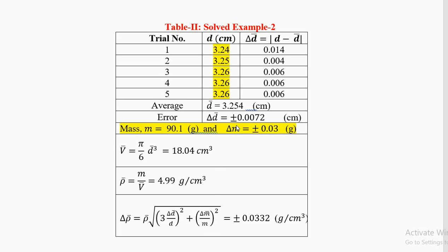Do this calculation. Delta m is here. Delta D you have calculated yourself. Diameter you know, average diameter, you know the average value of mass is 90.1. This is what you have to do, and the error is plus or minus 0.0332. These delta numbers are very small.